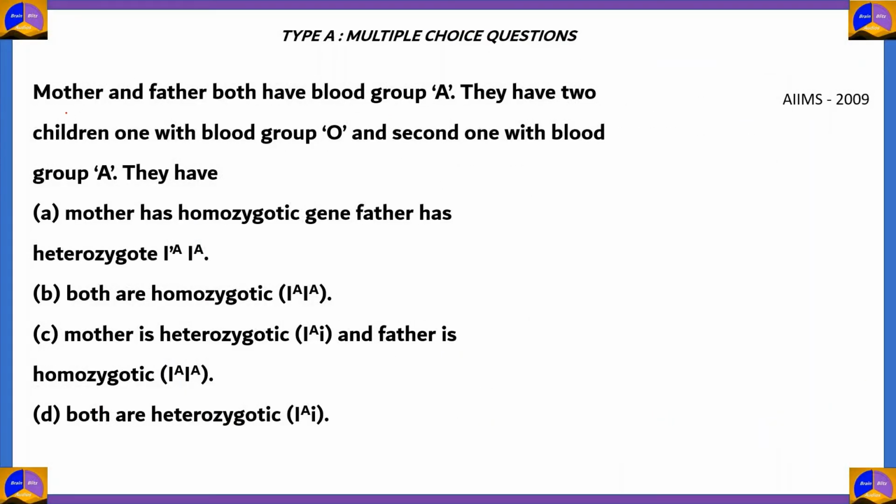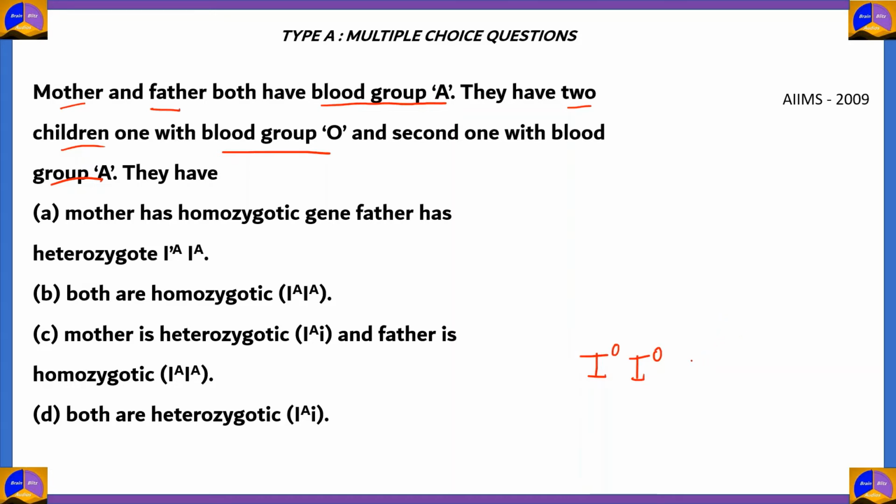Next question. Mother and father both have blood group A. They have two children, one with blood group O and second one with blood group A. So the children have one of the four types of parents. So in order to start and to understand how to go ahead with this question, we need to look at how the children are. So one of the children is having a blood group O. So O refers to the genotype IO.